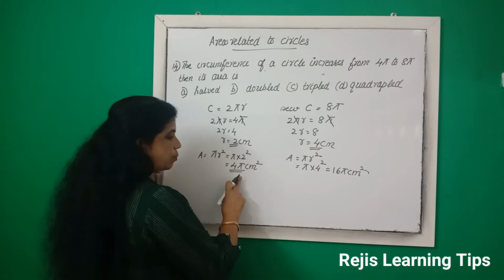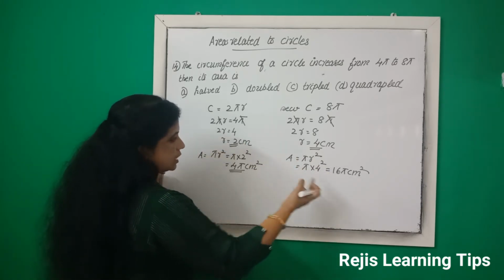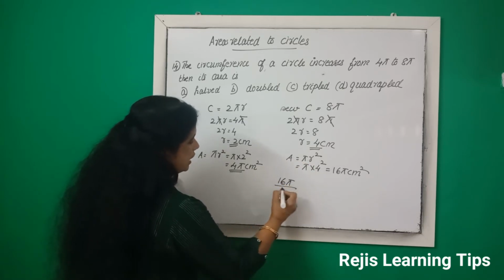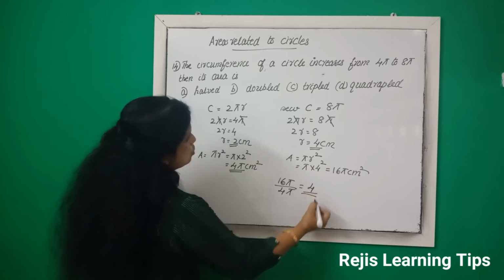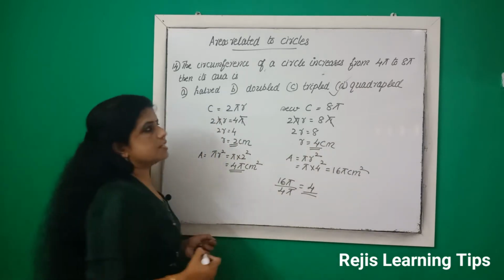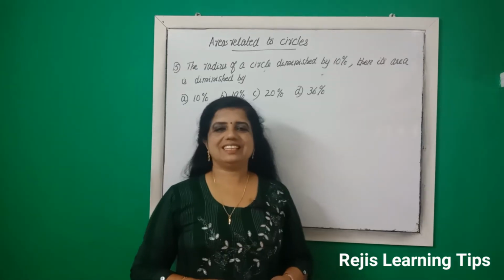Okay, then the area becomes 4 times. Old area 4 pi and new area 16 pi. Then 16 pi divided by 4 pi, that is equal to 4. So area is quadrupled. That means our option D. Understood? Okay. The next question.